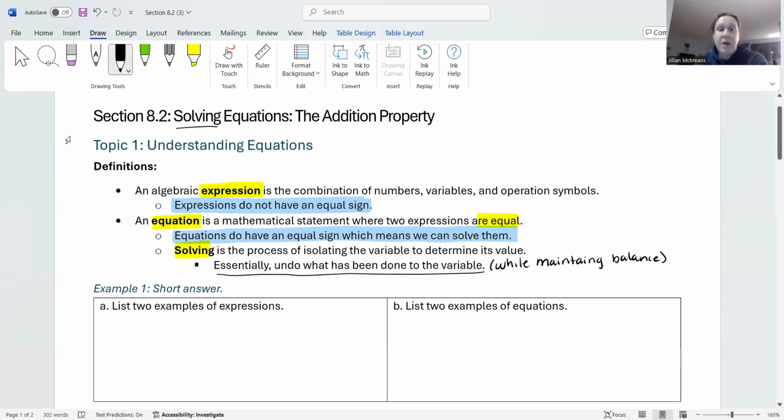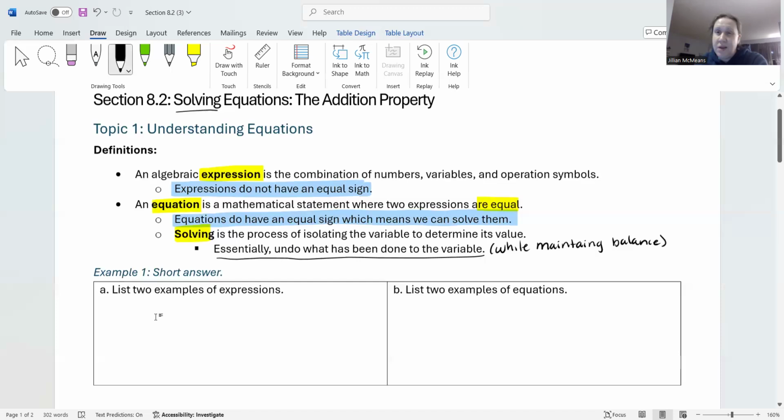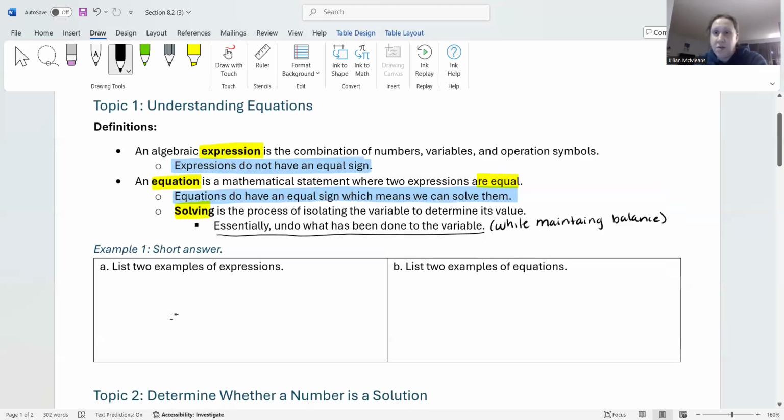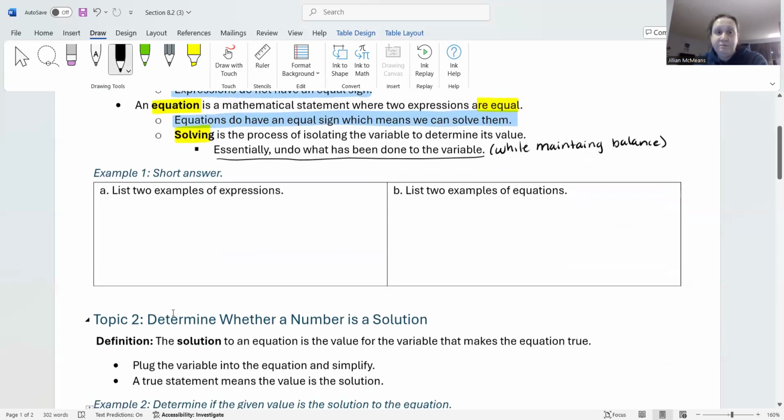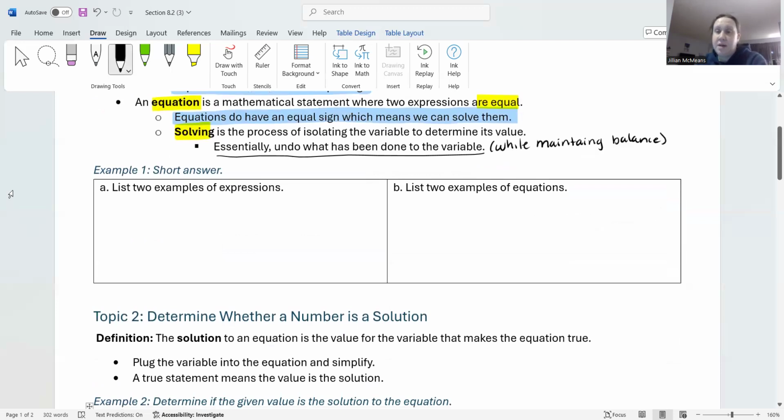Okay. Now we have one example for topic 1, and then I'm going to include topic 2 in this video just because they're both really short and they kind of go together. So for example 1, it says short answer. That just means these 2 things aren't totally the same, so I can't give you one set of instructions. But for part A, we want to list 2 examples of expressions.